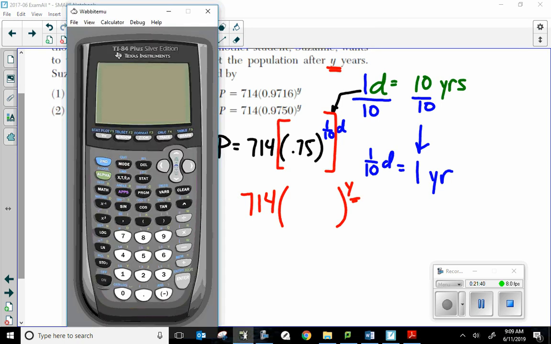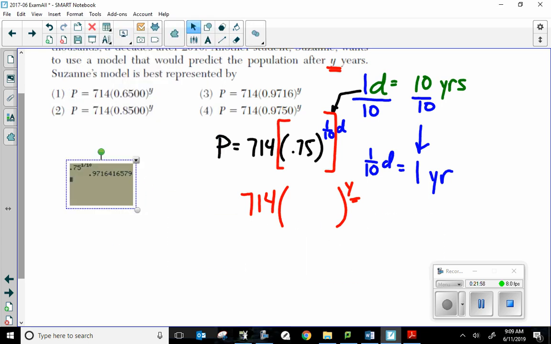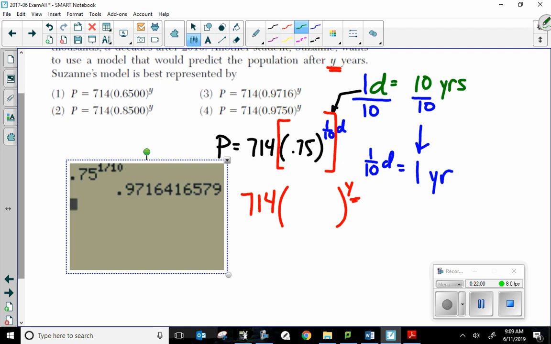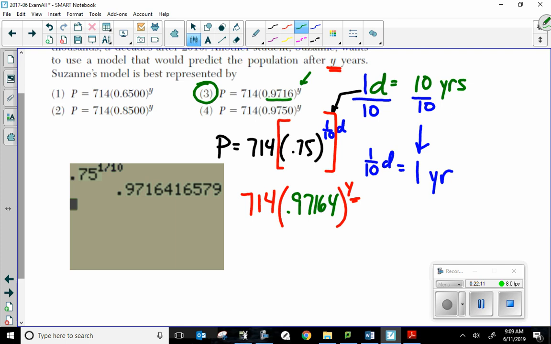So I need the calculator for this. Turn this on. There you go. I take 0.75 and I raise that to the 1 divided by 10, and I get 0.9716, 0.97164, whatever, and look at that. Bam. Because it's in years, not decades anymore. And there you go. Choice 3.